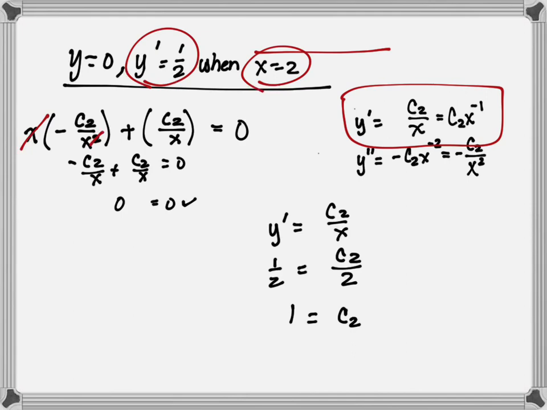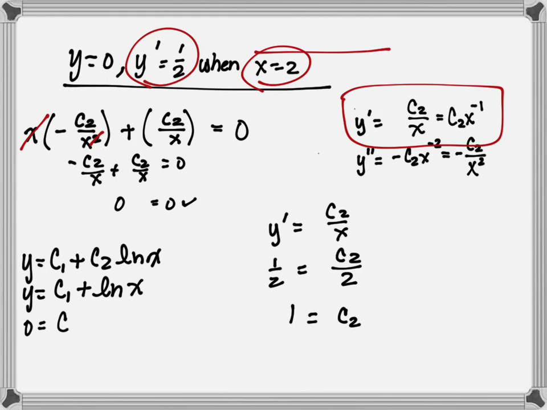So now my original equation, which is not on this screen, but it was y equals C1 plus C2 ln x, is now y equals C1 plus ln x, because I already found that C2 is 1. And now I can use the other piece of information. The other piece of information says that y is equal to 0 when x is equal to 2. So it may not look like a very nice value, but I do have a value for C1. What is it? Negative natural log of 2.